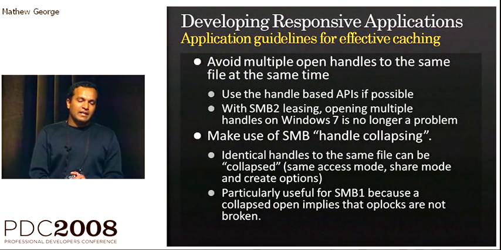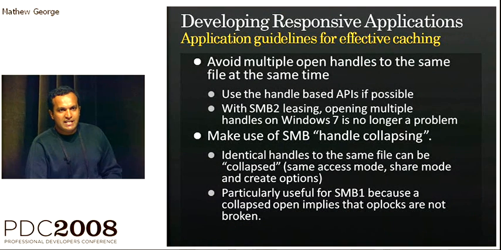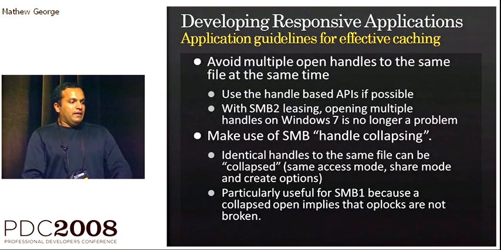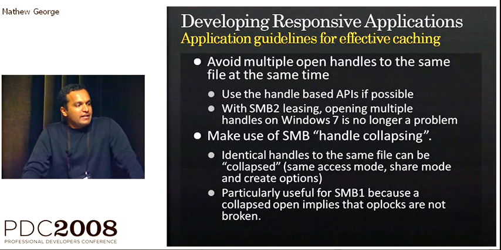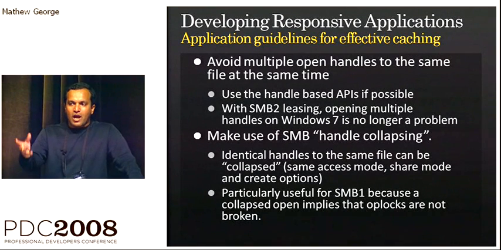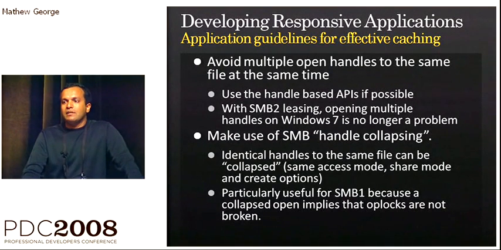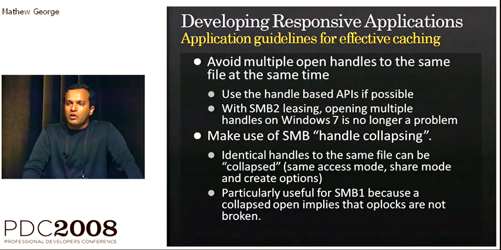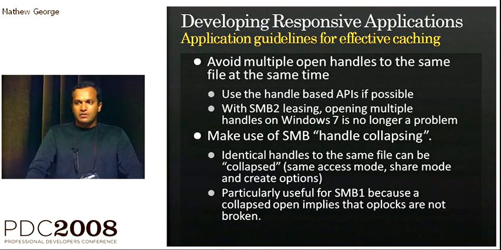Handle collapsing is another interesting optimization in the SMB redirector. The SMB redirector has the ability to collapse identical opens to the same file onto the same server-side handle. So if two applications open the same file in the same way, with exactly the same access mode, share modes and create options, the client has the ability to reuse any existing handle and just collapse both of them onto the same server-side handle without sending over a create to the server.